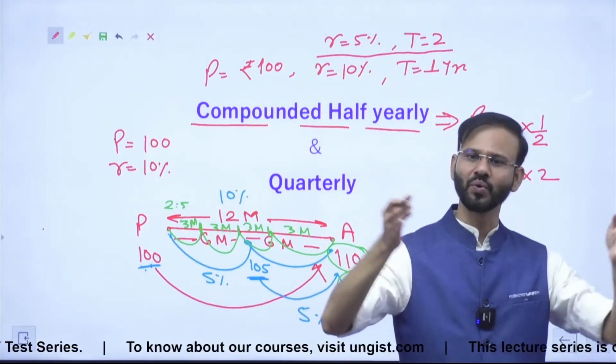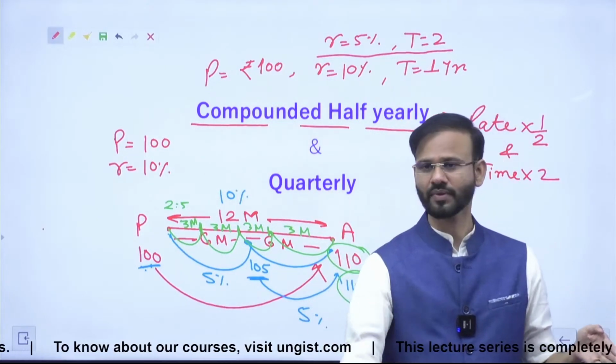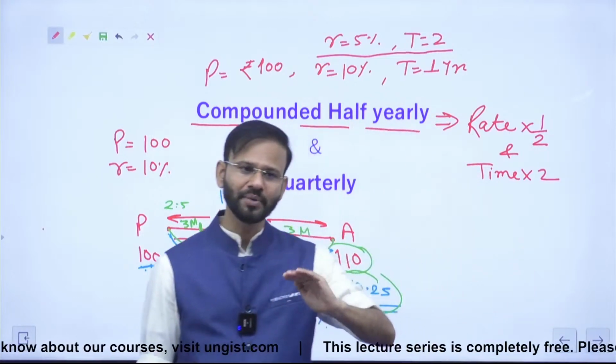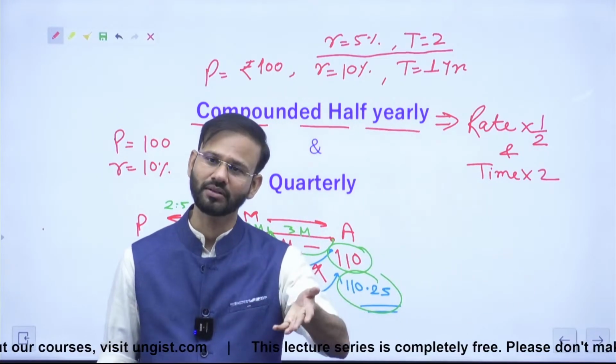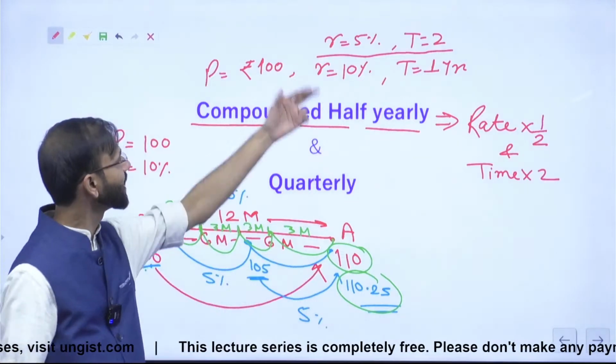Correct, guys? Because in 1 year we have 2 halves. So that's why time gets double. Number of years get double. Right? And obviously rate gets half.